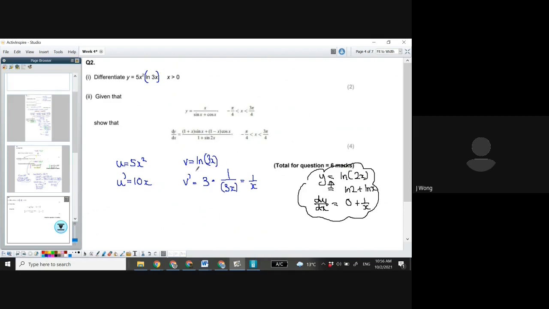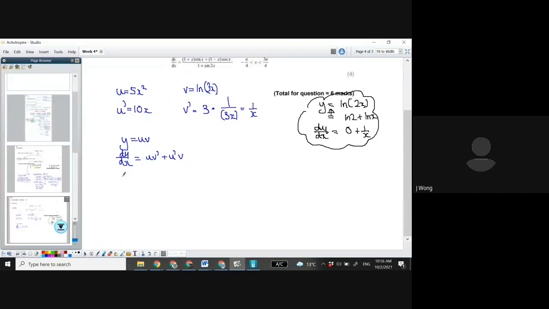Okay, so this is the chain rule that I've done, and this is the preparation for the product rule. So if I differentiate a product, this is the formula: uv dash plus u dash v. I'm just going to put this in, and I will have our final answer. It will give me u first, 5x squared, multiplied by v dash, 1 over x, plus 10x times ln of 3x, so I'll get 5x plus 10x ln 3x.